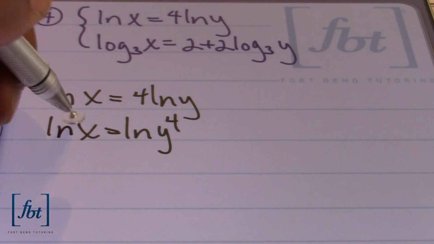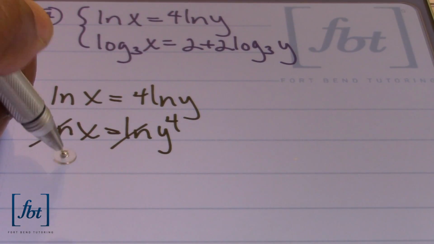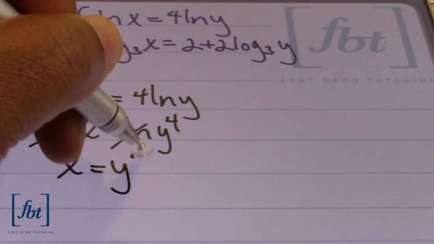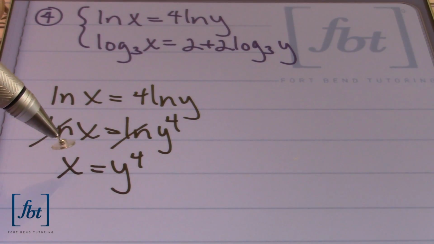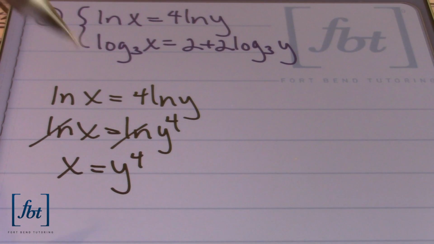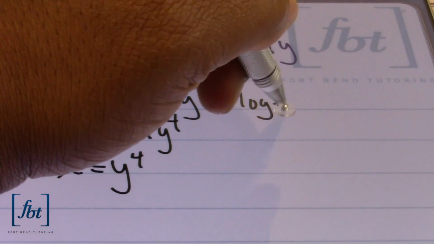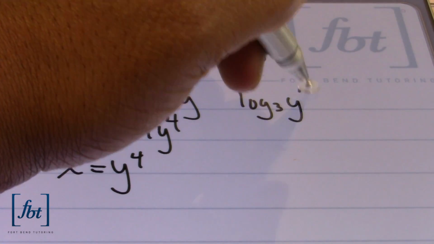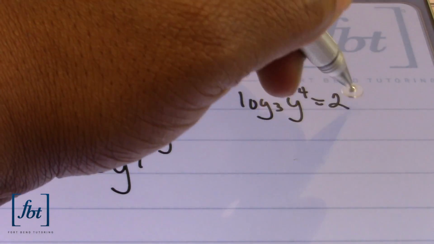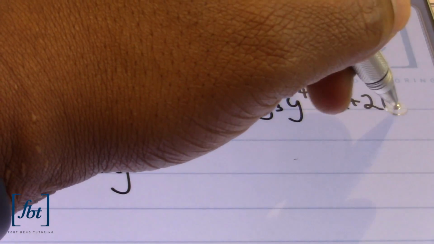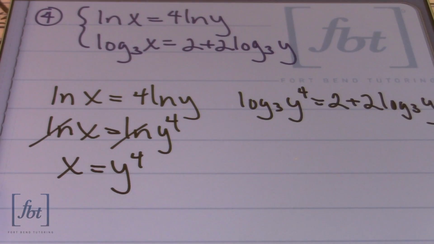The natural logs will cancel out so that I now know x equals y to the 4th power. Now that we have a variable x that equals y to the 4th power, we'll be substituting y to the 4th power in for every x in this second equation. So it'll look like this: log base 3 of y to the 4th power equals 2 plus 2 times log base 3 of y. Thus we've rewritten the second equation, substituting our value of x as y to the 4th power.